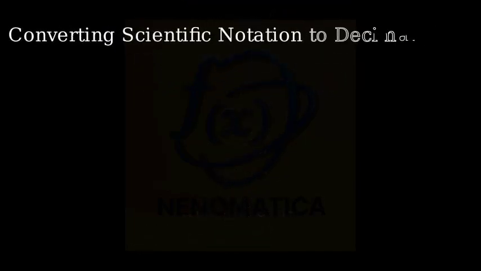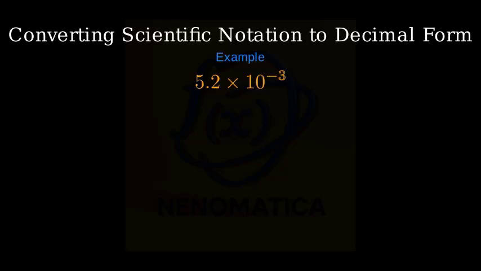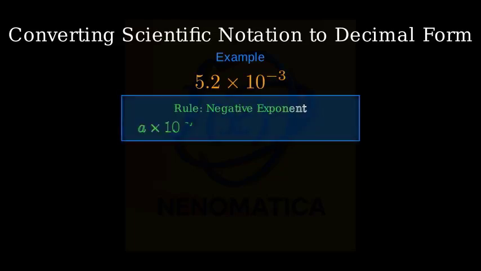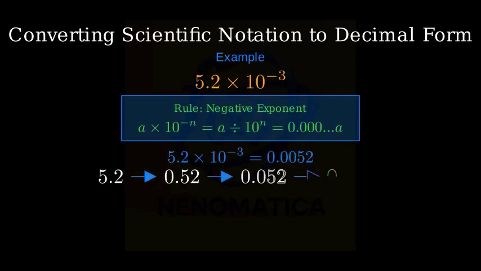Welcome to our math video. Today, we're going to learn how to convert scientific notation to decimal representation. Let's start with our first example, 5.2 times 10 to the -3 power. When we have a negative exponent in scientific notation, we move the decimal point to the left. The absolute value of the exponent tells us how many places to move. For 5.2 times 10 to the -3 power, the -3 means we move the decimal point 3 places to the left.